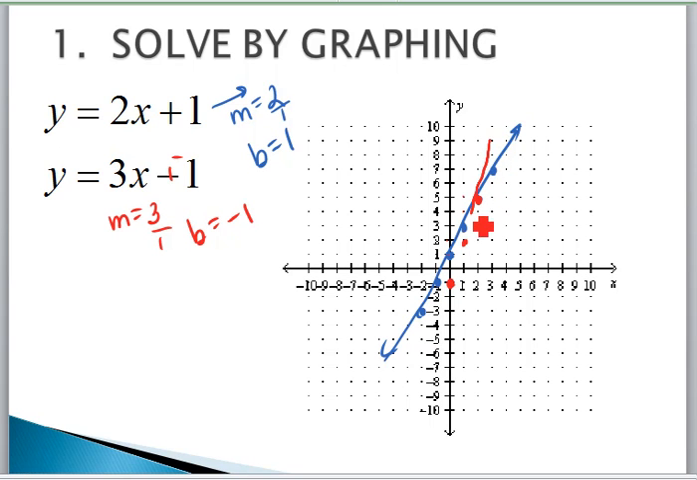So they do intersect right here. My intersection ends up being the point 2, 5. And so that's my answer for this particular problem. Again, you can check your solutions.